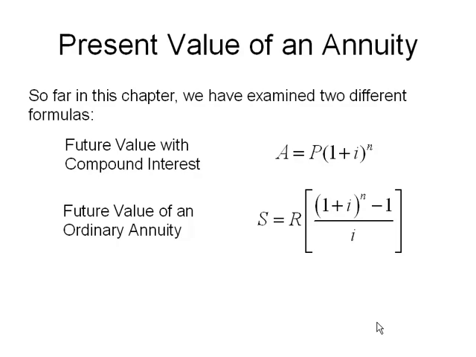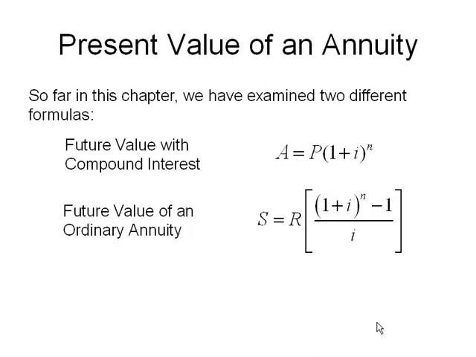So far in this chapter, we've looked at two different formulas. The future value with compound interest, which is A equals P times the quantity 1 plus I raised to the n. Remember, A is the future value, P is the original amount or the principal, I is the interest rate per period, and n is the number of periods.